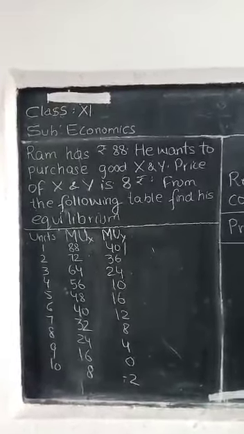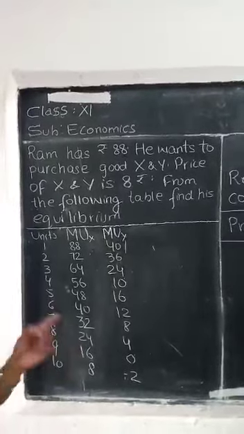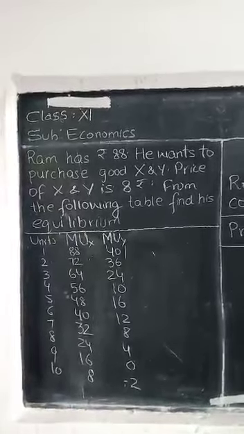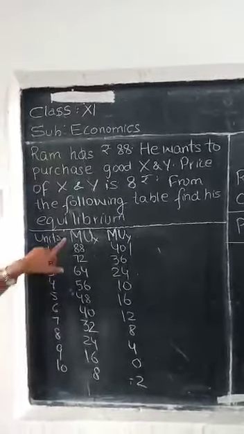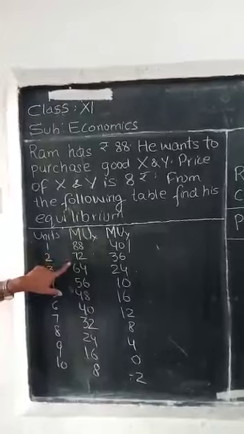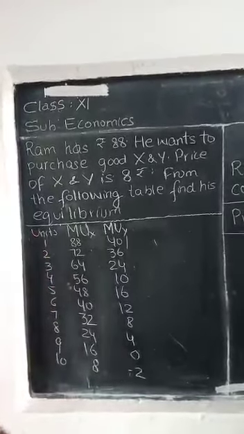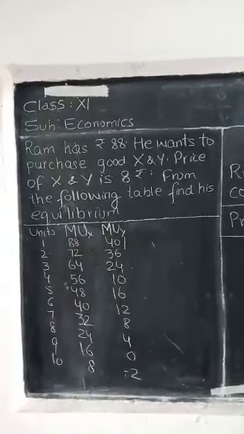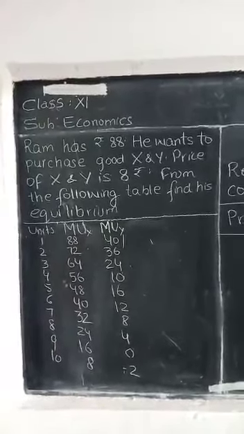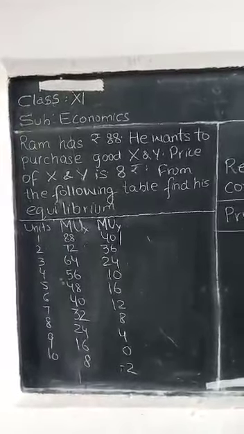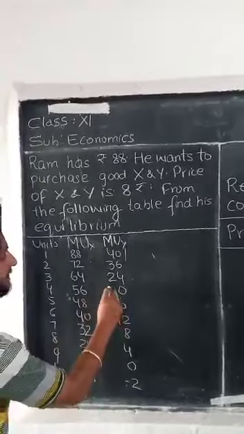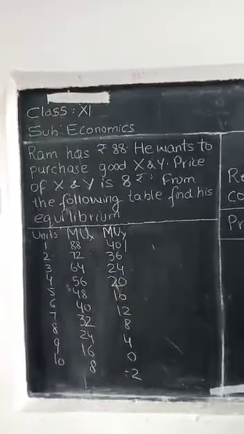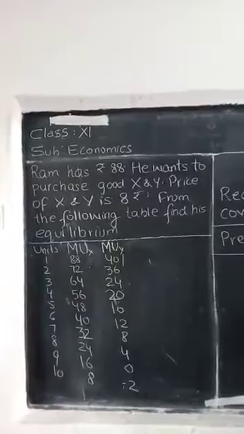Before this question we have completed consumer's equilibrium, the two commodity case. So this is the example. Units 1, 2, 3 up to 10, marginal utility of x 88, 72, 64 and so on. It is diminishing as per the law of diminishing marginal utility. Marginal utility of y you can see 40, 36, 24, 20, 16, 12, 8, 4, 2, 0, minus 2 and so on. This is the question you have to do in your fair notebook.